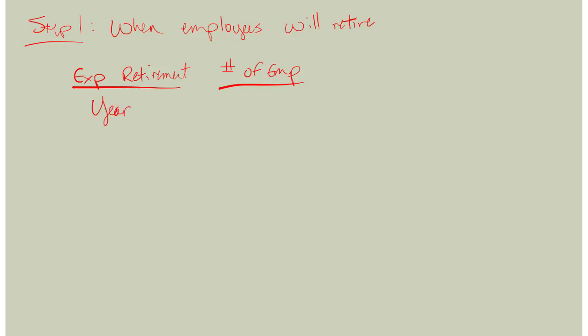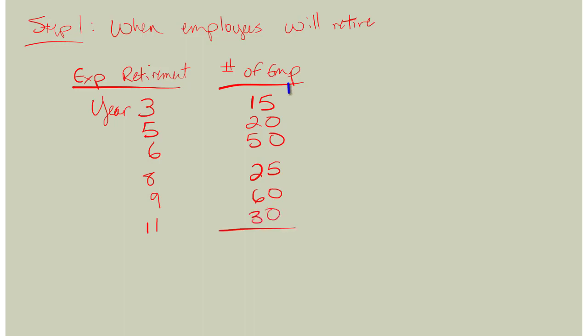By the end of year 3, we have 15 employees that will retire. In year 5, we have 20 more employees that will retire. In year 6, we have 50. In year 8, we have 25. In year 9, there are 60. And finally, in year 11, we have 30 that will retire. And if we add all that up, that's our 200 employees.